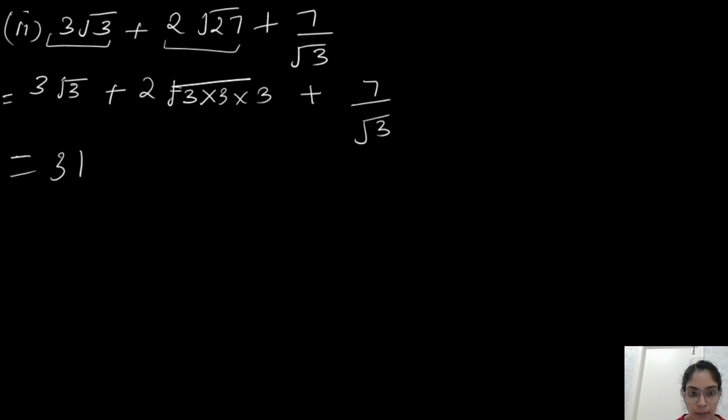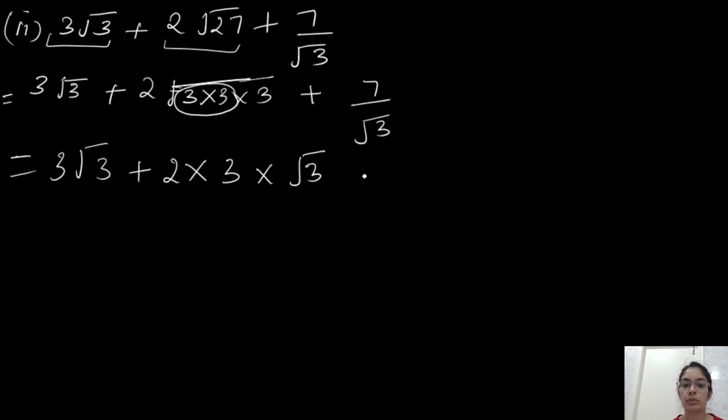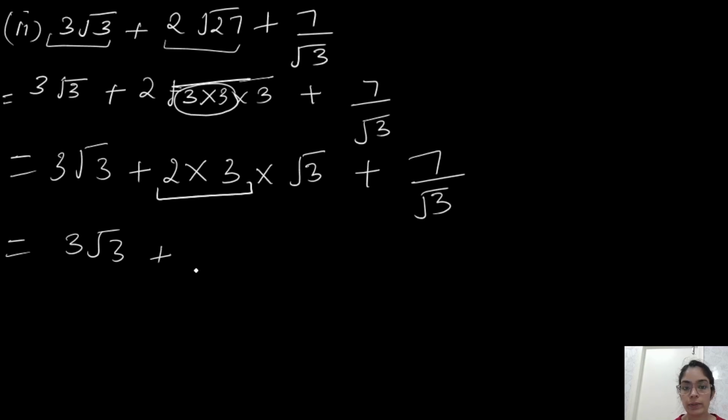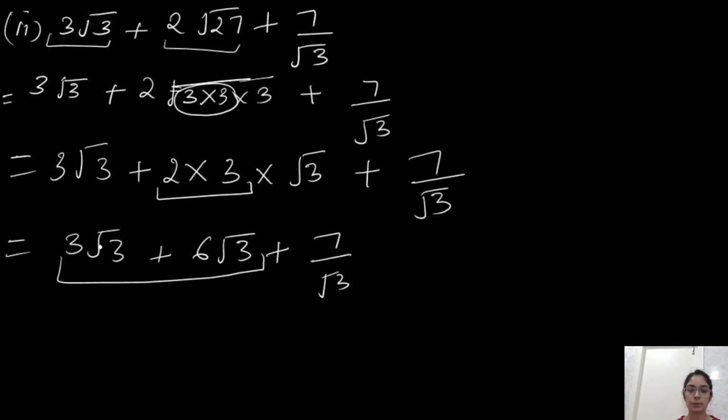So this is 3 root 3, and this one square root, like we solve 2 3's, we can take out of the root as 1 3, and 1 3 is left behind under the root. Now 3 root 3 as it is, we can write 2 into 3, we can multiply, which will become 6 root 3 plus 7 by root 3. Now these two you can see are like terms, because with 3 we have root 3, with 6 also we have root 3. So normally we can add them.